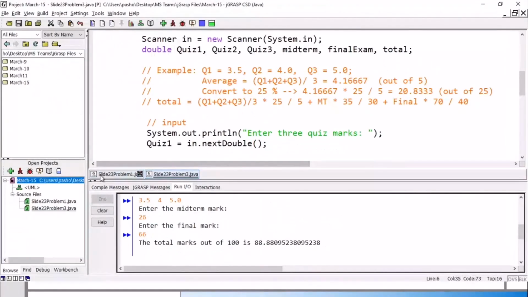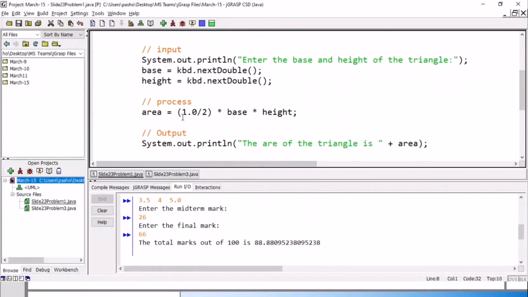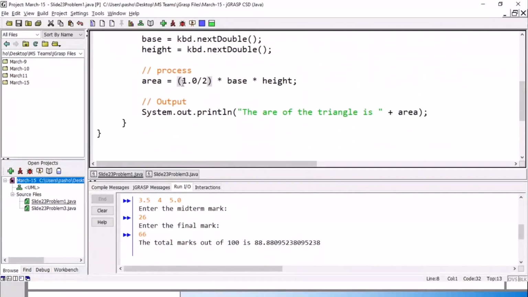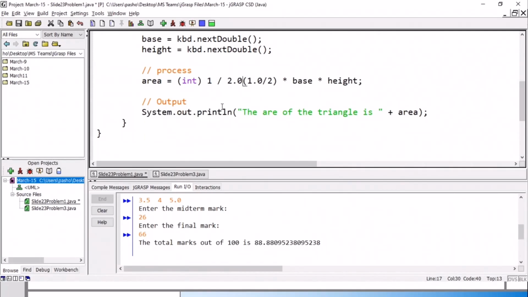Our previous example, which is this for the area. One way to convert this arithmetic operation 1/2 into double is you write 1.0 or you write 0.5. Suppose I would like to do type conversion. So another option is that you write int before 1, then you put 0.0. And here you put your brackets.